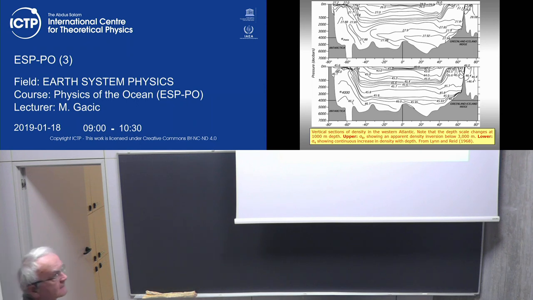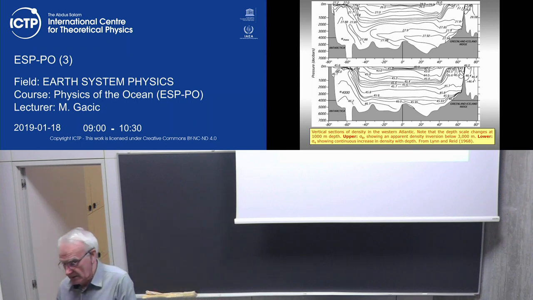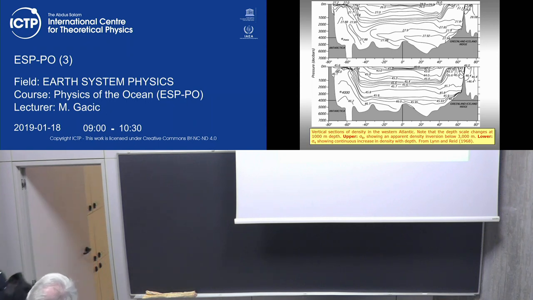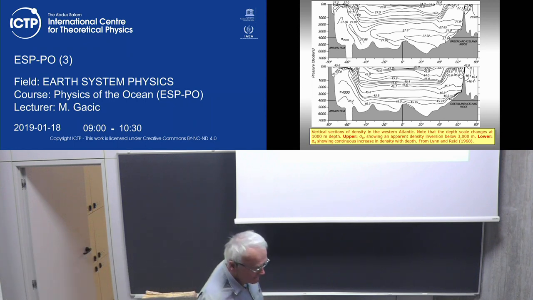This equation of state simply says that the density depends on temperature and salinity. In what sense does it depend on temperature and salinity? It is approximated by a linear equation where we have a coefficient of the dependence of density on the temperature and on the salinity. The coefficient of the dependence on temperature is negative, because the higher the temperature, the lower the density, and the coefficient of the dependence of density on salinity is positive. The higher the salinity, the higher the density.